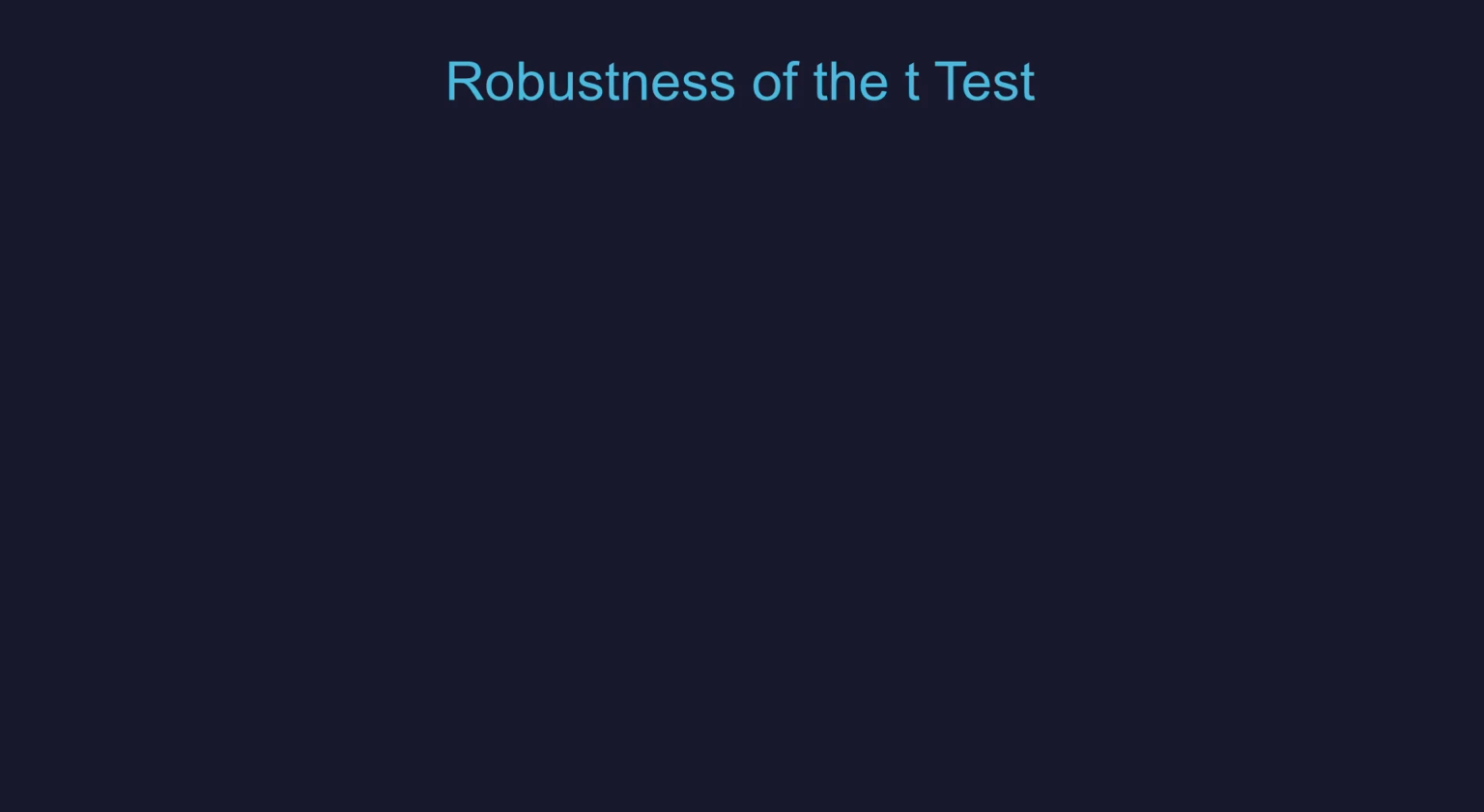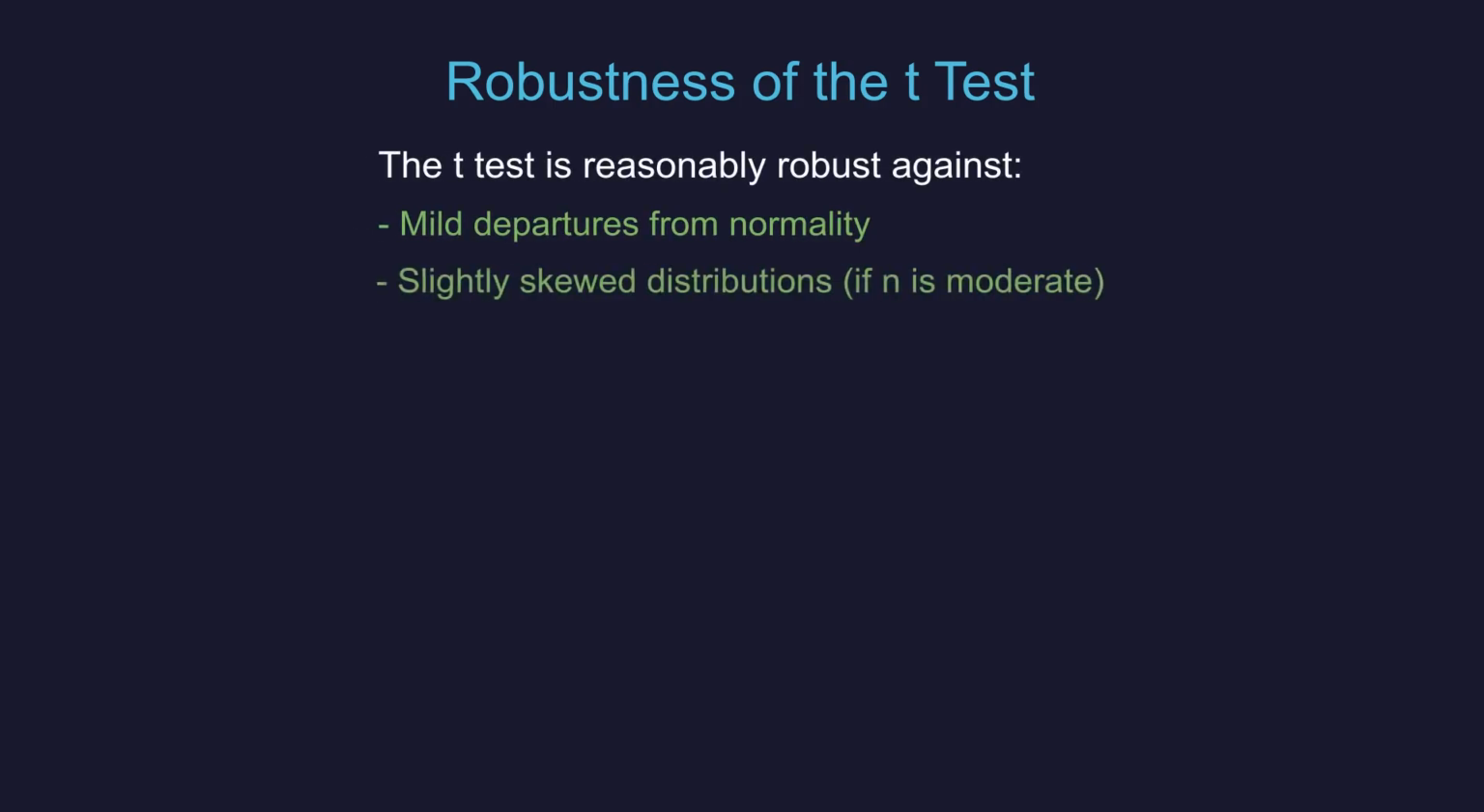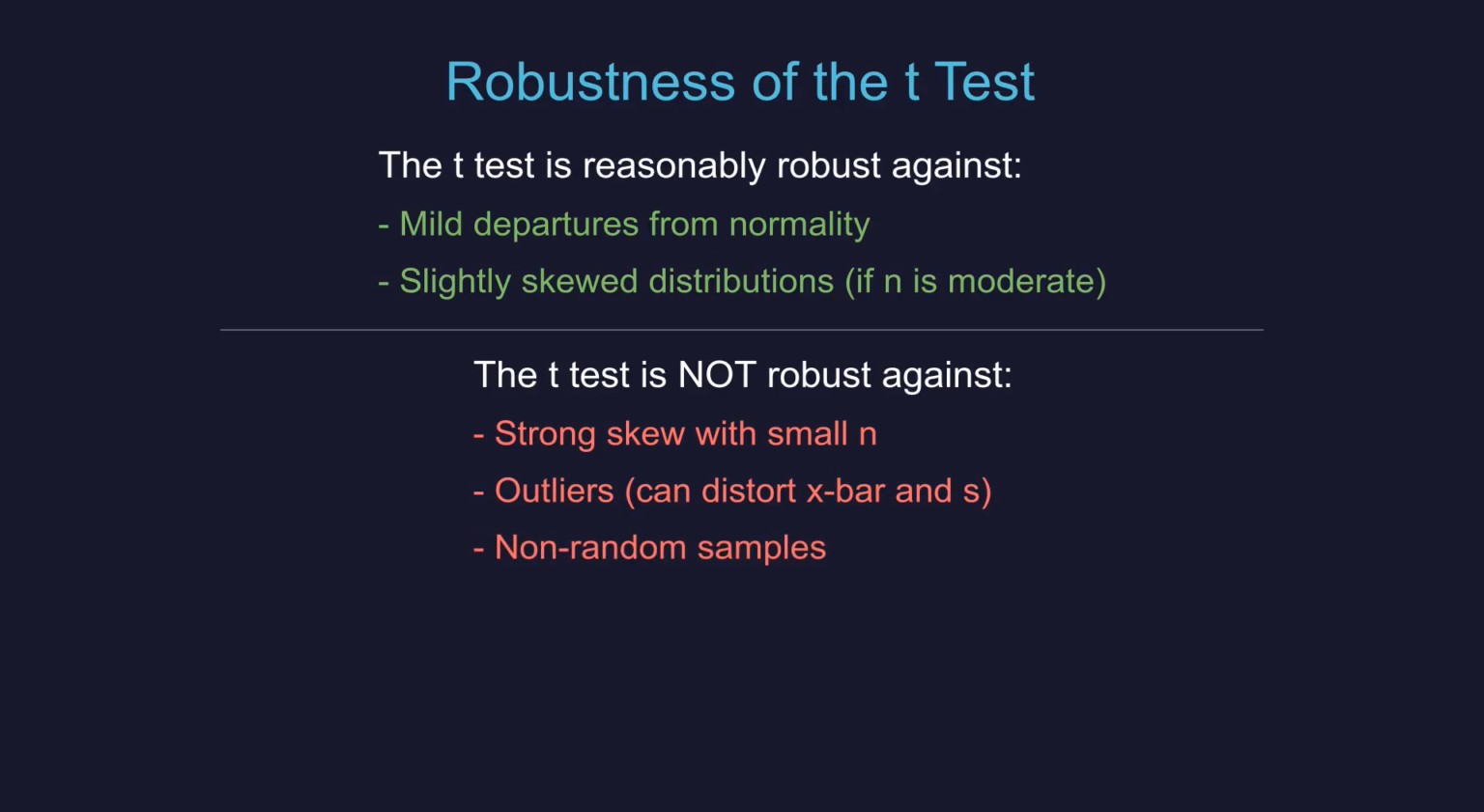How robust is the t-test? The good news is that T procedures are reasonably robust against mild departures from normality, especially when the distribution is only slightly skewed and n is moderate. However, the t-test is not robust against strong skewness with small samples, outliers which can distort both the mean and standard deviation, or non-random sampling. The practical advice: always plot your data first. Do exploratory data analysis before applying any inference procedure.